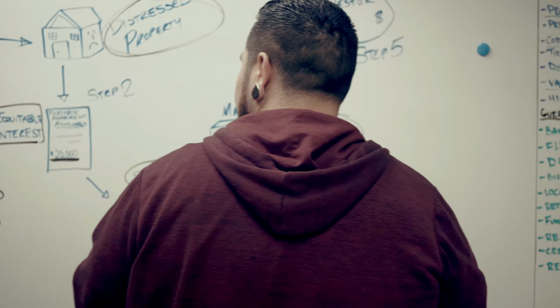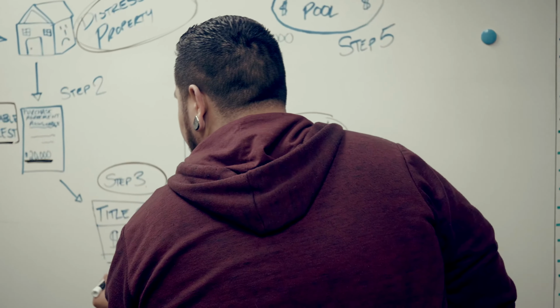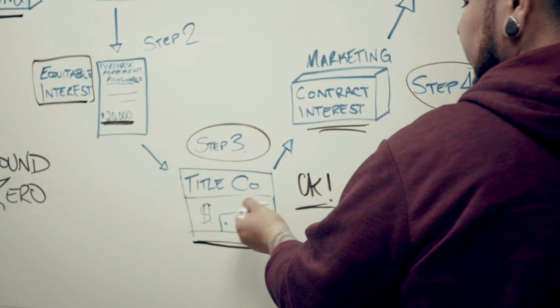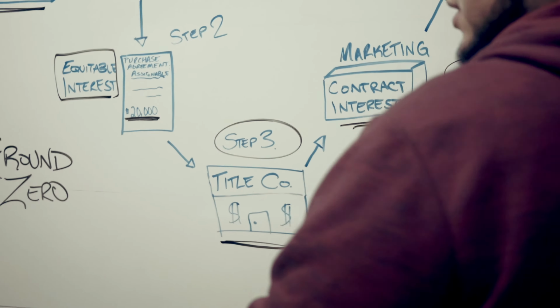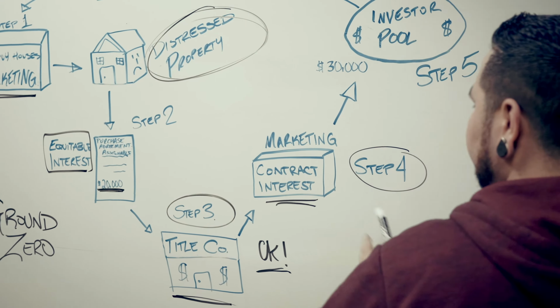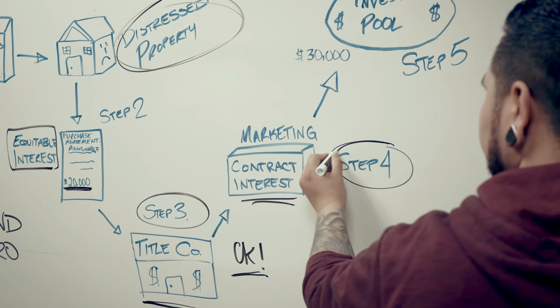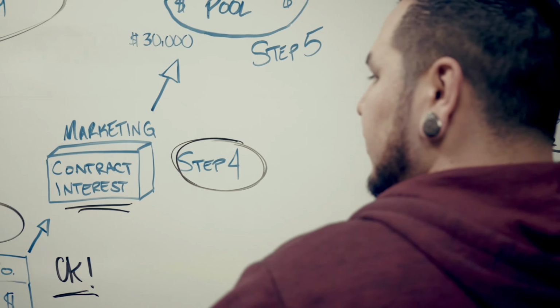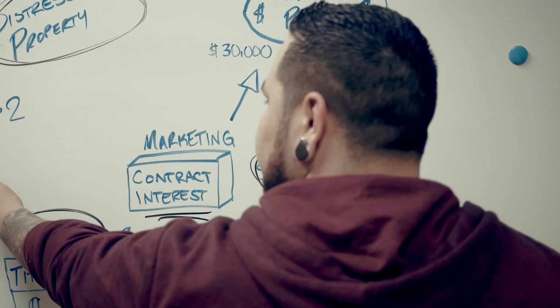So the title company is going to open title on the property. These people are going to pull everything that's wrong with the home until you get the okay that you can actually close on the house. You go right back to step one again, but this is considered step four. And step four is you're going to be marketing your interest that's vested into this contract.